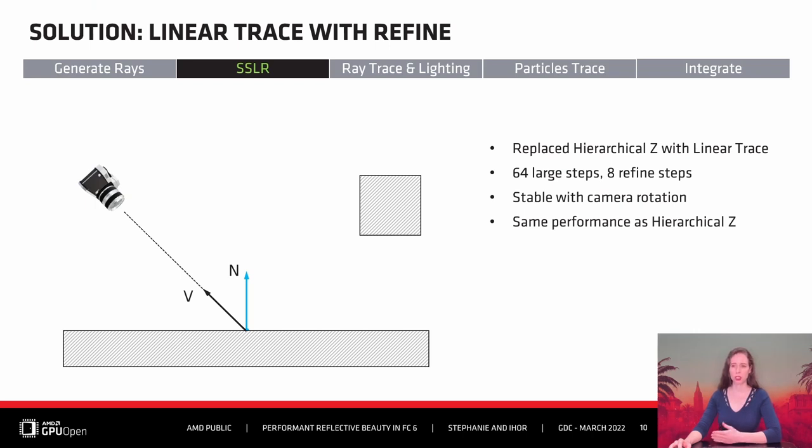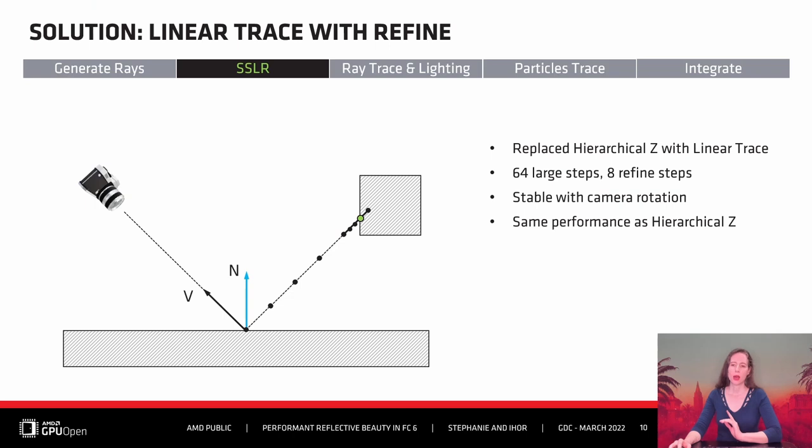Our solution was to switch to a linear trace done in MIP0 of our depth buffer hierarchy. We initially take 64 evenly spaced steps to roughly check for intersections. At each point, we check if we have landed behind the min depth stored for that pixel. When we land behind geometry, we go over the last step with 8 evenly spaced steps looking for the point of intersection. This linear trace produces stable results even when the camera is rotating, and it has the same performance as the hierarchical Z trace.